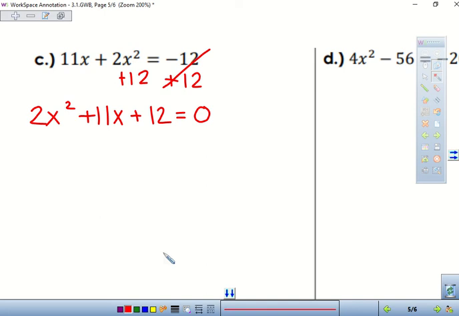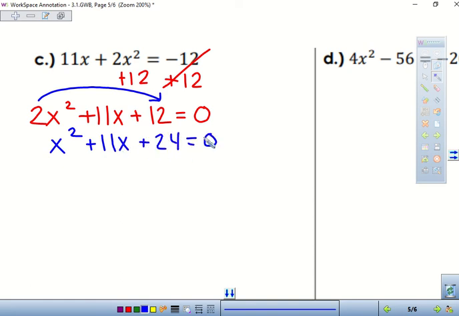Now from here, we're going to identify if we have a GCF or not. What do you guys think? No. So when we don't have a GCF, we're going to use the AC method. That's where you multiply the A by the C. That's going to be 24. So what are factors of 24 that add up to 11? 8 and 3.